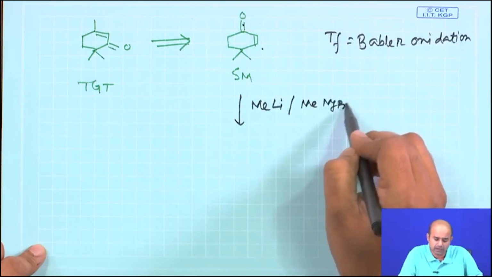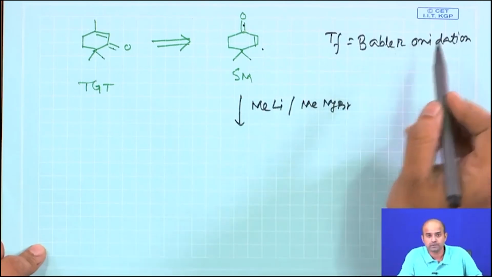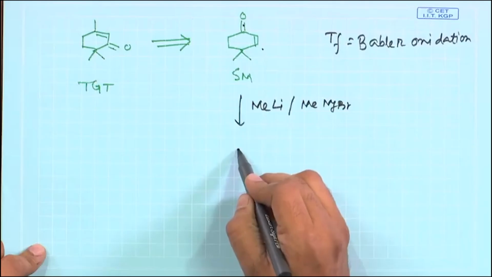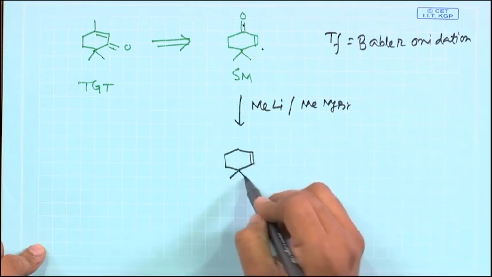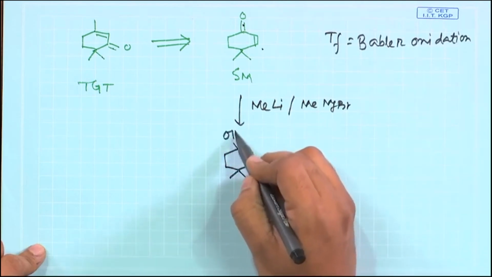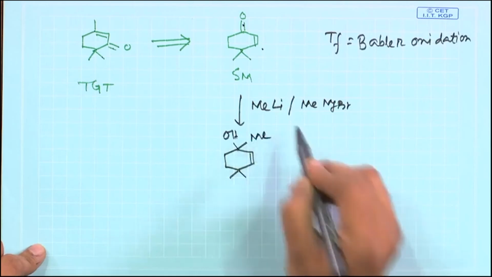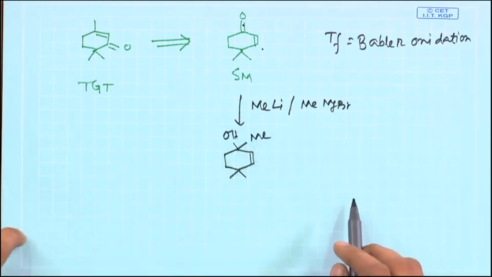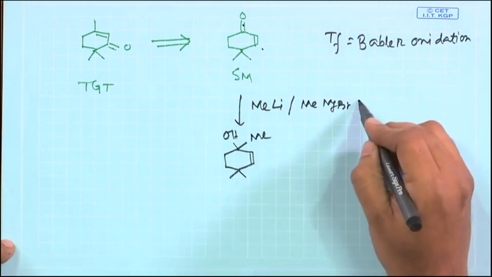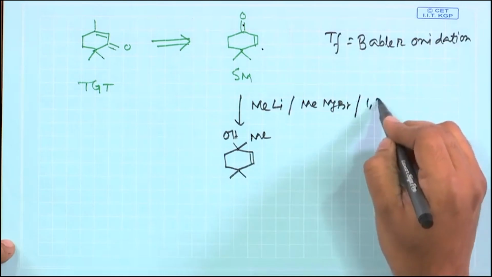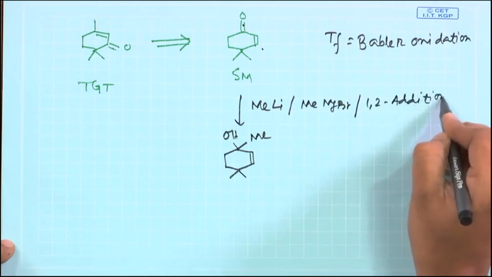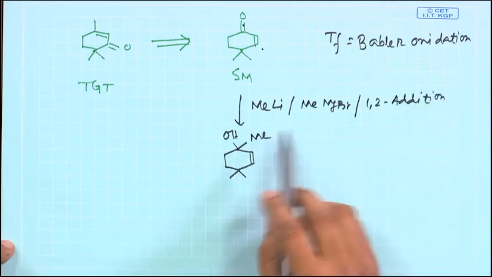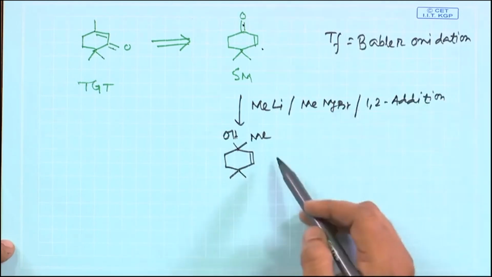Now, as I said, until you know the Babler oxidation, this transformation is difficult to visualize. So, you first do a methyl lithium addition, and you get the corresponding Grignard addition on an alpha beta unsaturated ketone. It is a 1,2 addition. This compound can undergo 1,4 addition, but we have done a 1,2 addition. We did not do a soft addition with copper reagents that would promote the 1,4 addition.